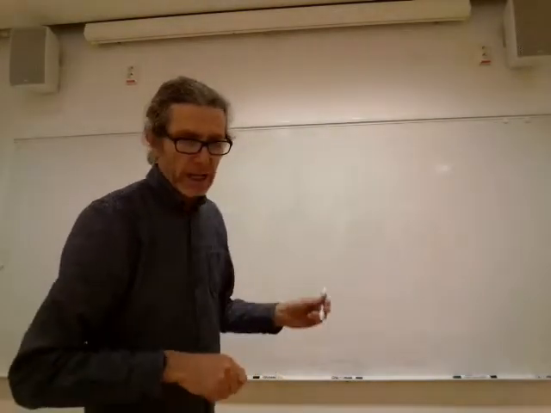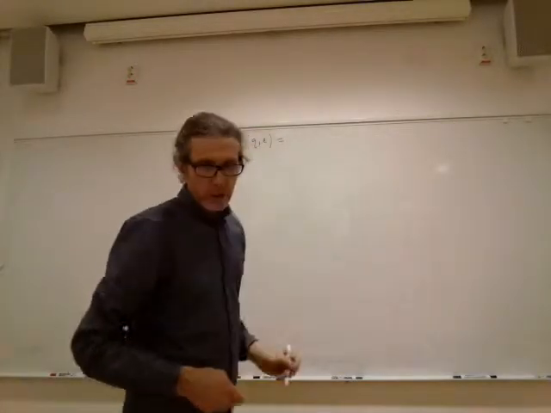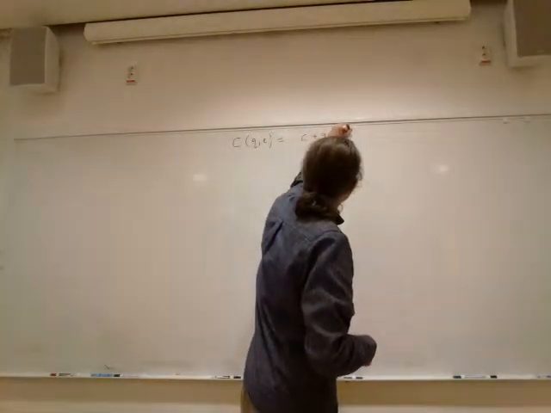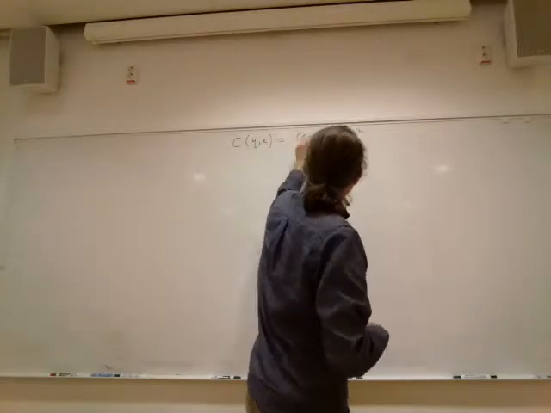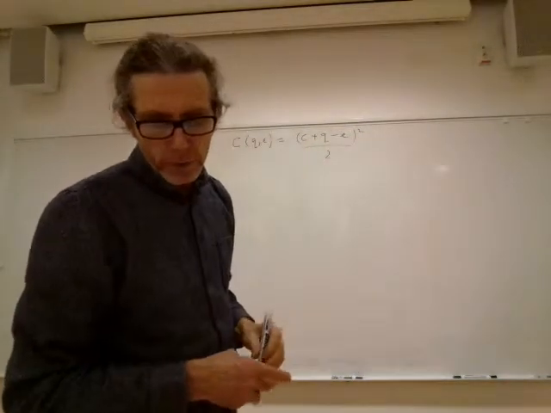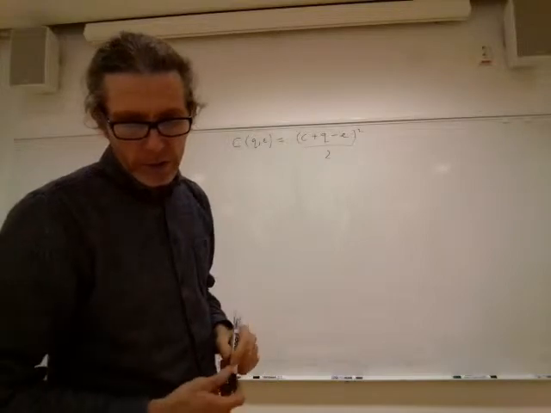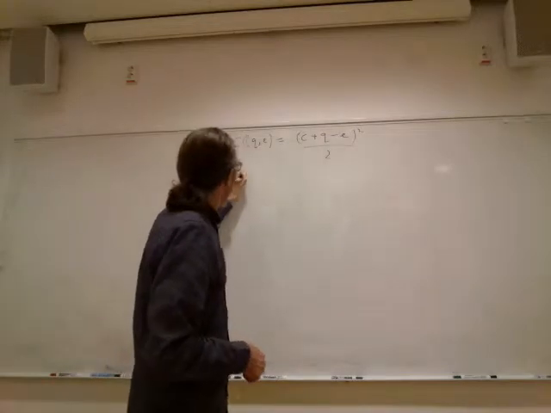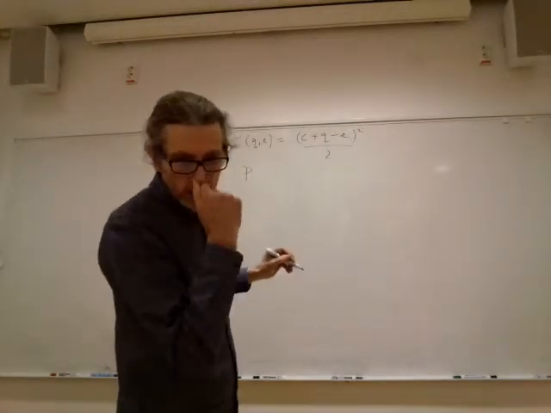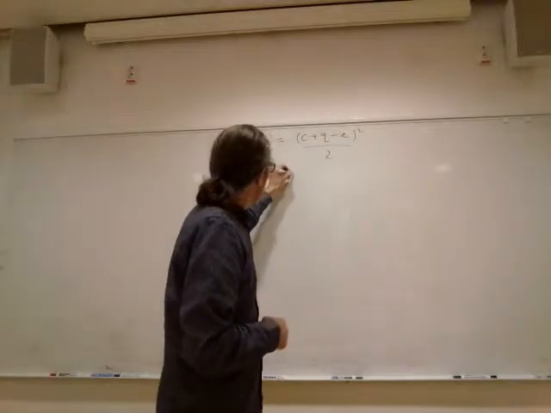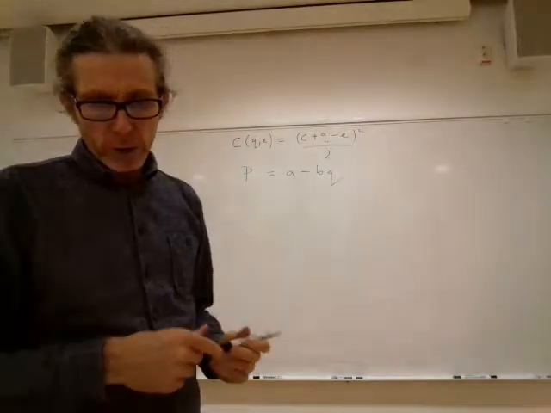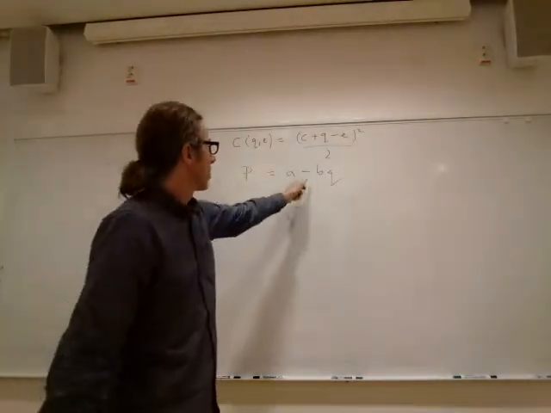I can get the lid off my pen. Costs are a function of quantity and emissions, and it's C plus (Q minus E) squared over 2, where C is just a constant. And the demand function is P equals A minus BQ. So we've got a super simple demand function where A and B are just constants.